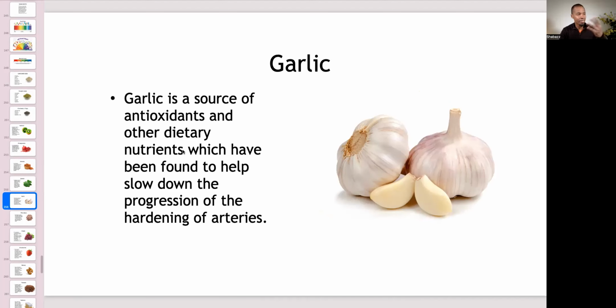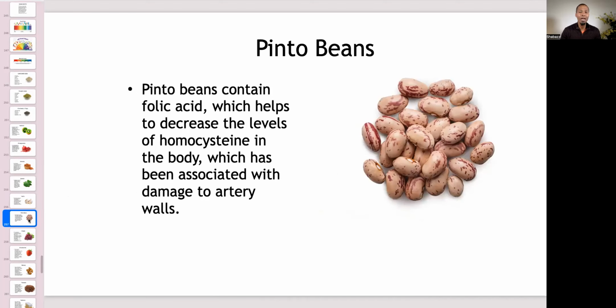Garlic, antifungal, antimicrobial, antiviral. Here's what if you have pinto beans, homocysteine. When you go against the homocysteine, as it says, decreases the level of homocysteine, it's going to help with the arterial walls. So all of these foods, these are things that we can put on top of our salad. We can put the beans on top of your salad and eat it in one sitting and get all of those wonderful phytonutrients. And remember, the fat is going to help absorb those phytochemicals.